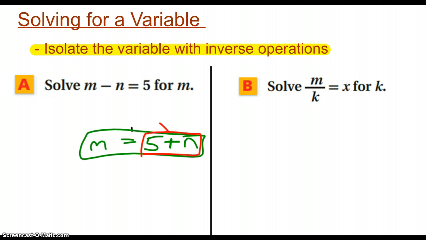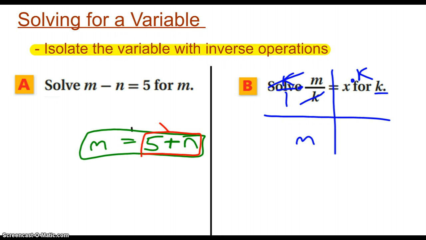Alright, so let's take a look at B then. Here we have all sorts of different letters, okay? So here's what I would do. And whatever we do to one side, we have to do the other. Since we're trying to solve for k, we want to isolate that. We're doing m divided by k equals x. So what we would do is, since we're dividing by k, we can multiply by k on both sides. And k divided by k will cancel. So you're left with m over 1, or just m, equals, and then we have x times k.